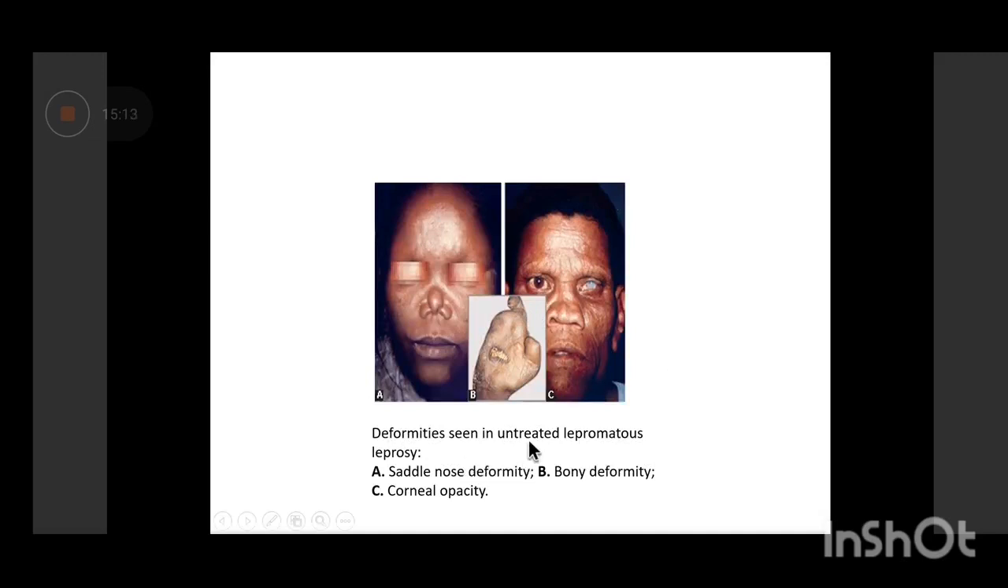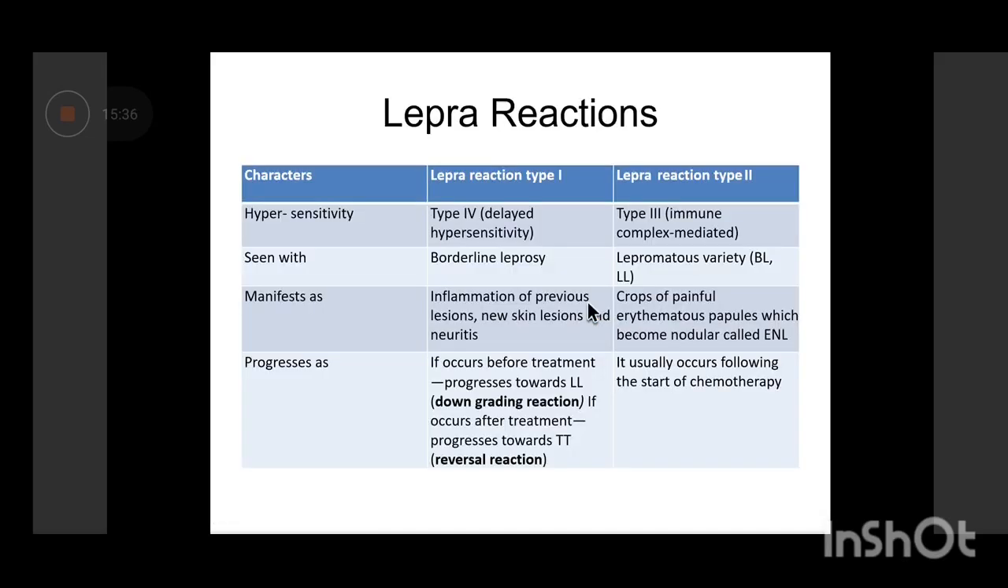So this picture is showing deformities in untreated lepromatous leprosy. This is saddle nose deformity. Then this is bony deformity, which is seen, along with the corneal opacity. These are the deformities which are common in case of leprosy.